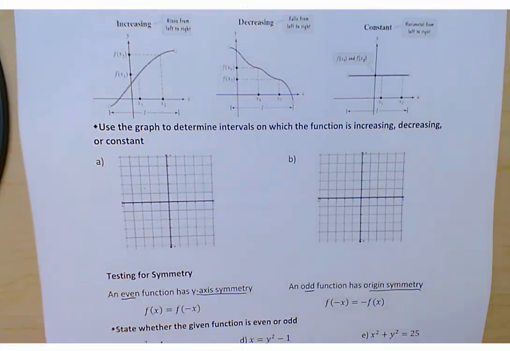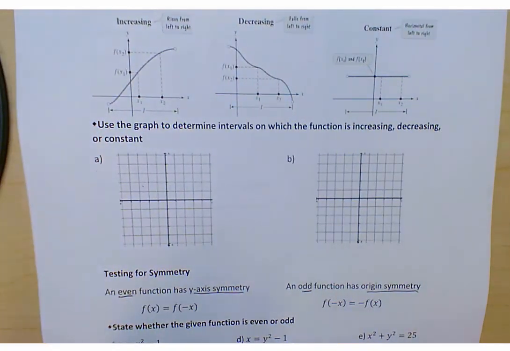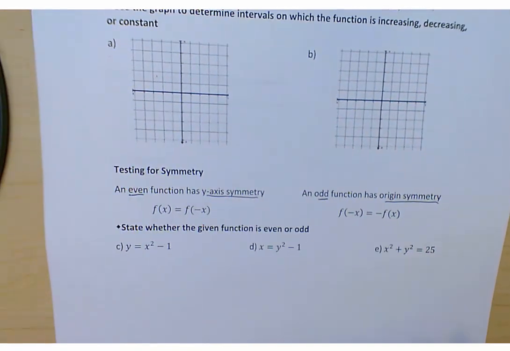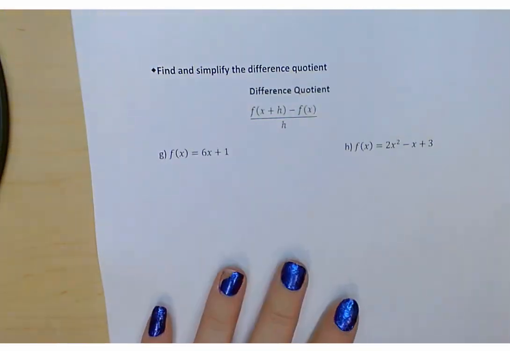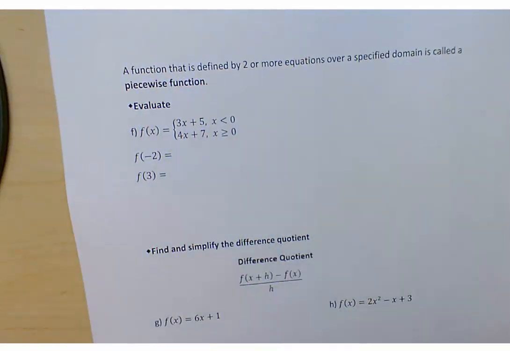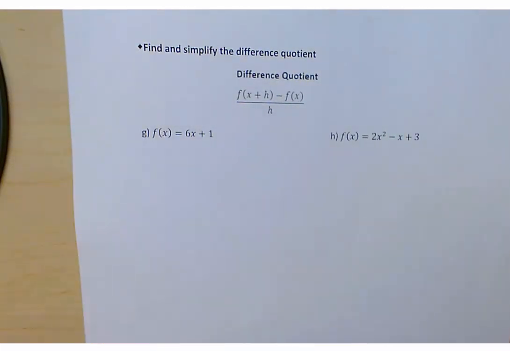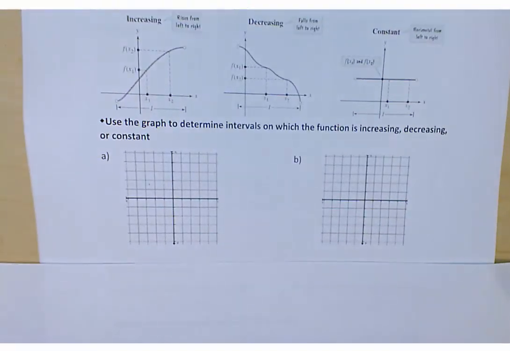So for this video, we're going to be talking about more on functions and their graphs, specifically talking about increasing, decreasing, constant functions. We're also going to be doing testing for symmetry, looking at even and odd functions, y-axis, x-axis, origin symmetry. We're also going to take a look at some piecewise functions, specifically just evaluating from piecewise functions. We'll talk about graphing those in a different video. And then we are ending this video here with the difference quotient. So let's go ahead and get started here.